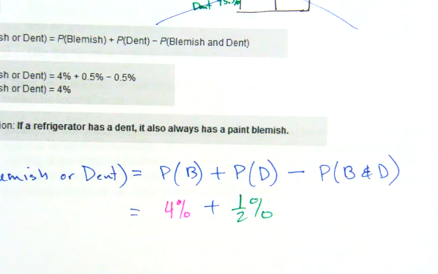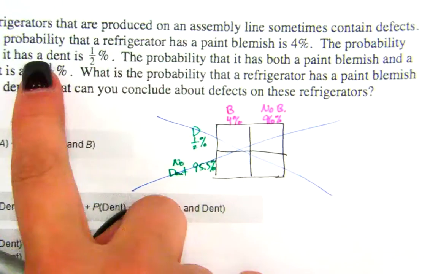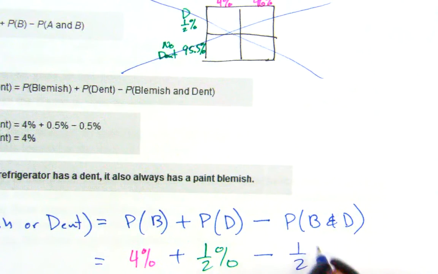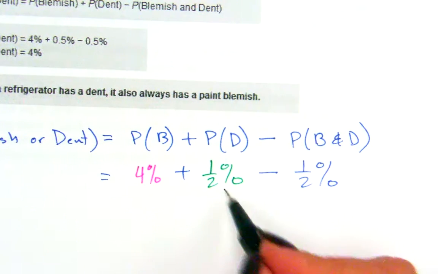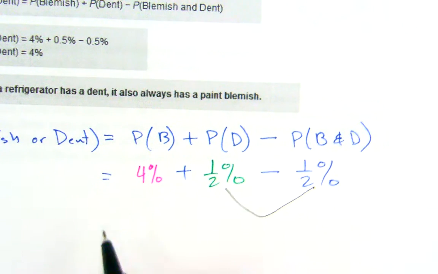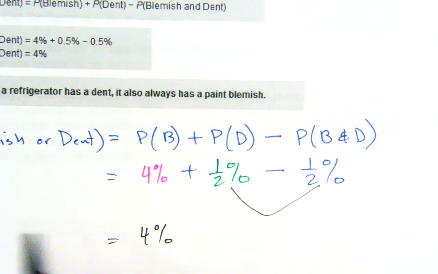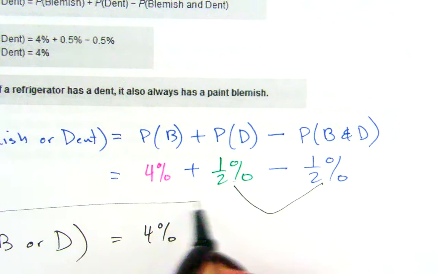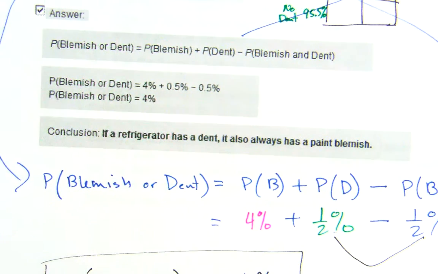Minus, and we didn't find this, it was given to us. It told us that the probability of blemish and the dent is 0.5%. So we're going to subtract 0.5%. When you're looking at this, you're like, what? I thought to myself, well, these two are the same, so that's just a zero pair. So half minus 0.5%, all that's left is 4%. So the probability of a blemish or a dent is going to equal 4%, which is good because that's exactly what they got down over here.